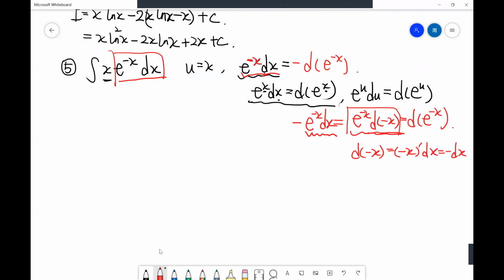Any questions here? No, 老师. Okay, so here we know that should be minus d e to the power x. Now we can change the original integral to the formula type, right? So here should be x, we leave it, and then d e to the power minus x, and we can take the minus sign outside the integral sign. So here we can use the formula that is here. Don't forget this sign, okay?